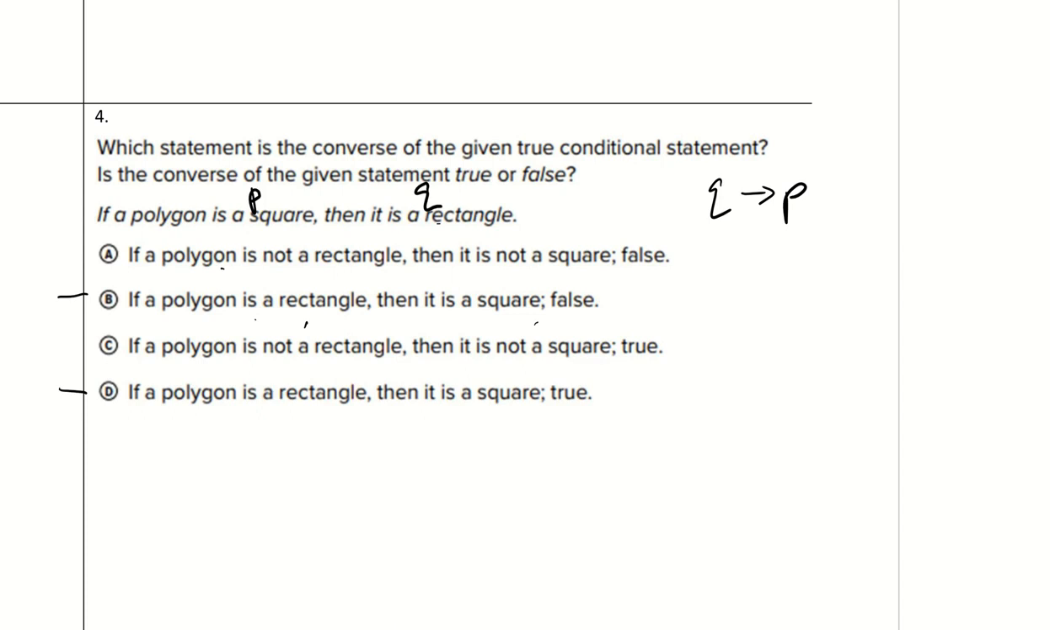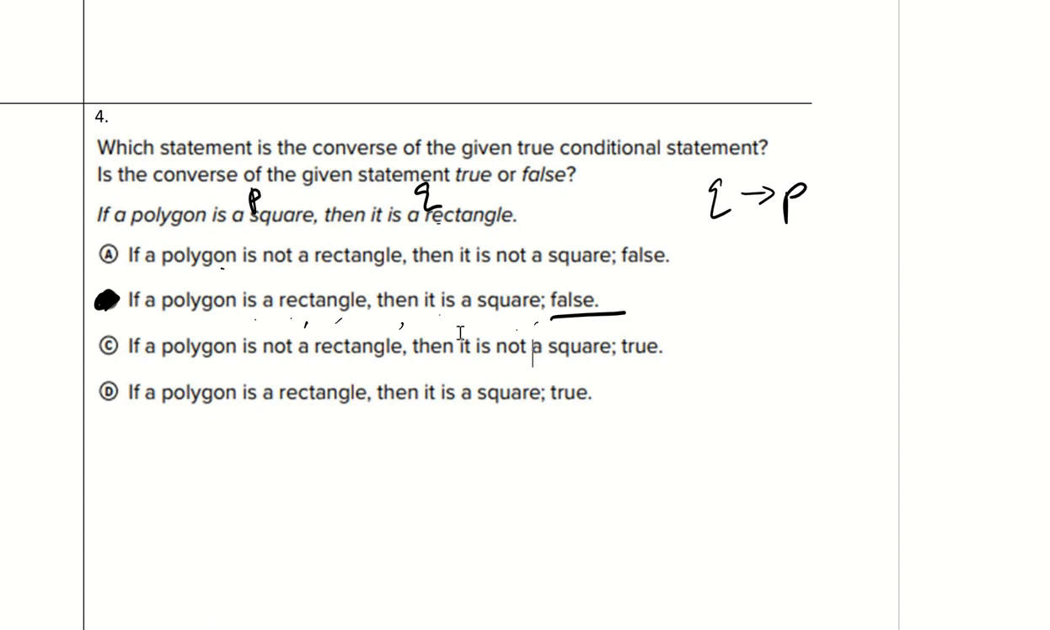However, which one is true? So let's see. If a polygon is a rectangle, then it is a square. Is that true or false? Well, if you have a rectangle, does that mean that it's guaranteed to be a square? And the answer is no, only sometimes. If all of the sides are the same, then it's a square. Otherwise, it's just a rectangle. All right, so the answer is B. That is false.